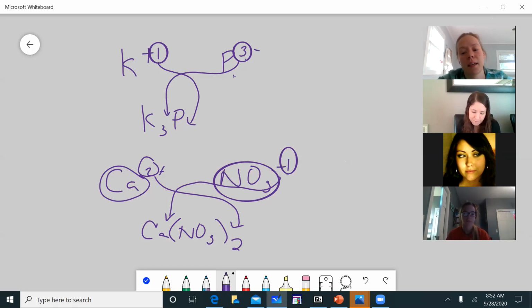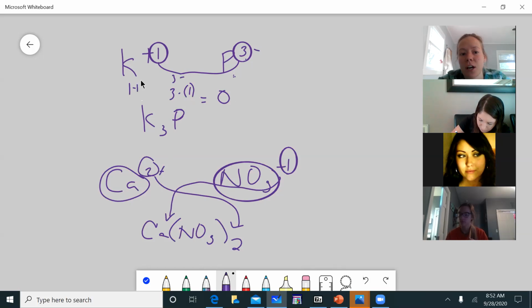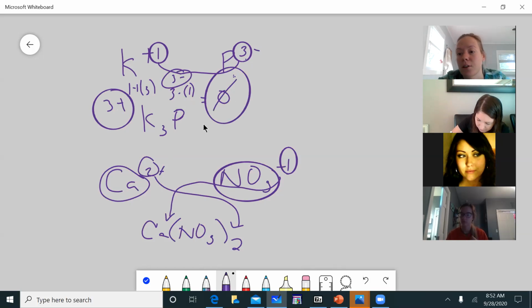Because when it's a metal and a nonmetal, the whole molecule has to have a 0 charge. If phosphorus has a 3 minus charge and I have 1 of them, that's an overall 3 minus charge. If potassium has a 1 plus charge and I have 3 of them, because we've done the flip-flopping, that means I have a 3 plus charge. 3 plus and 3 minus equals 0. It's the fastest way to figure out your charge neutrality. You want whatever your positive thing is to equal whatever your negative thing is.